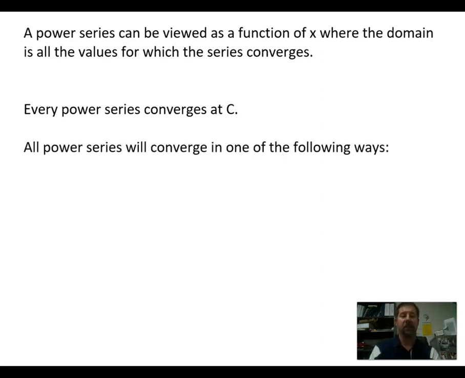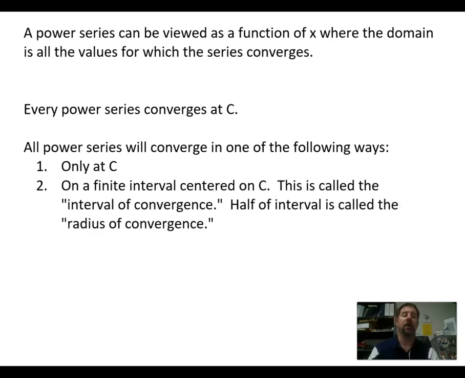We also know that all power series will converge in one of the following ways. First, they might only converge at c, and that's the only place where the power series and the function have the same values. Or, like I was trying to show in the example at the very beginning, they might converge on a finite interval centered on c. And this is called the interval of convergence. If you look at half the interval, that's called the radius of convergence. So these are some terms we're going to need to be familiar with. The interval of convergence is that little chunk where they're the same, and half that chunk is the radius of convergence. So that's another way a power series might behave.